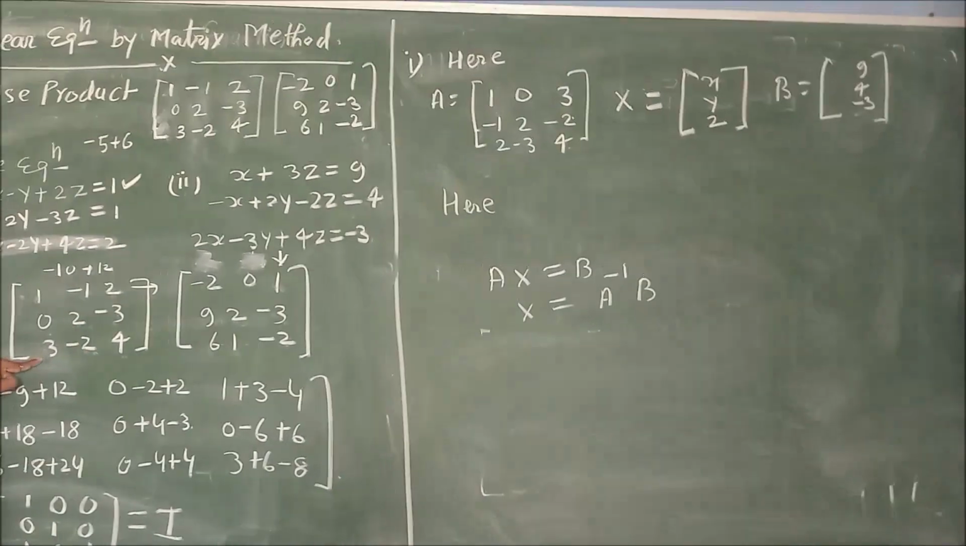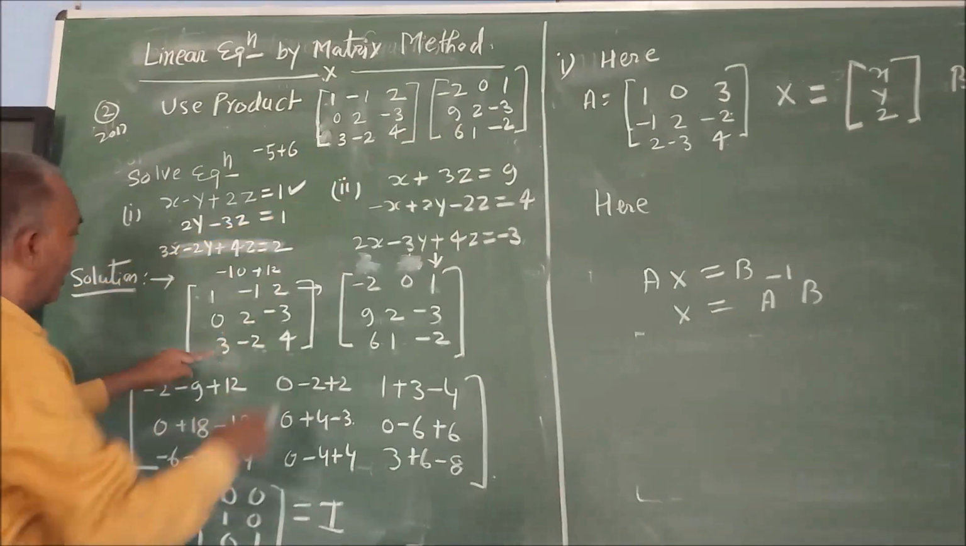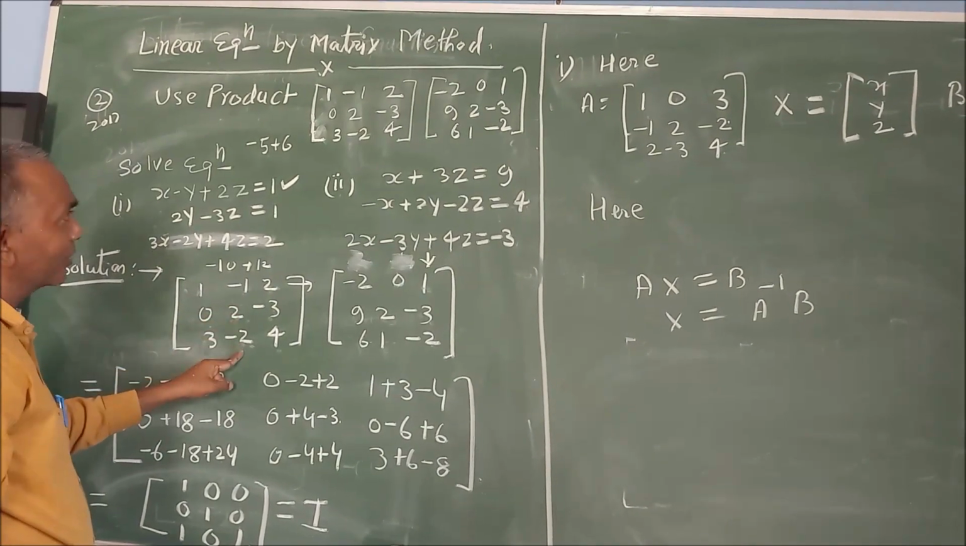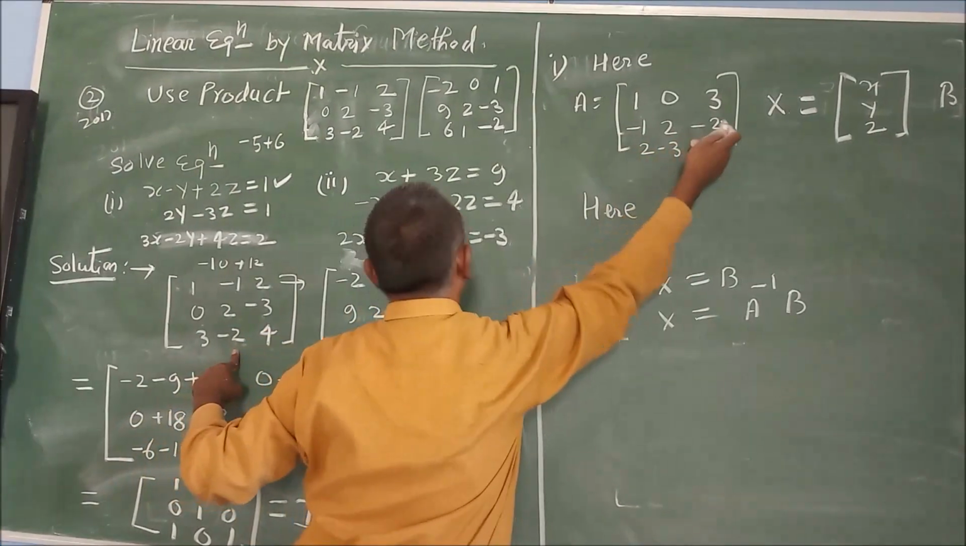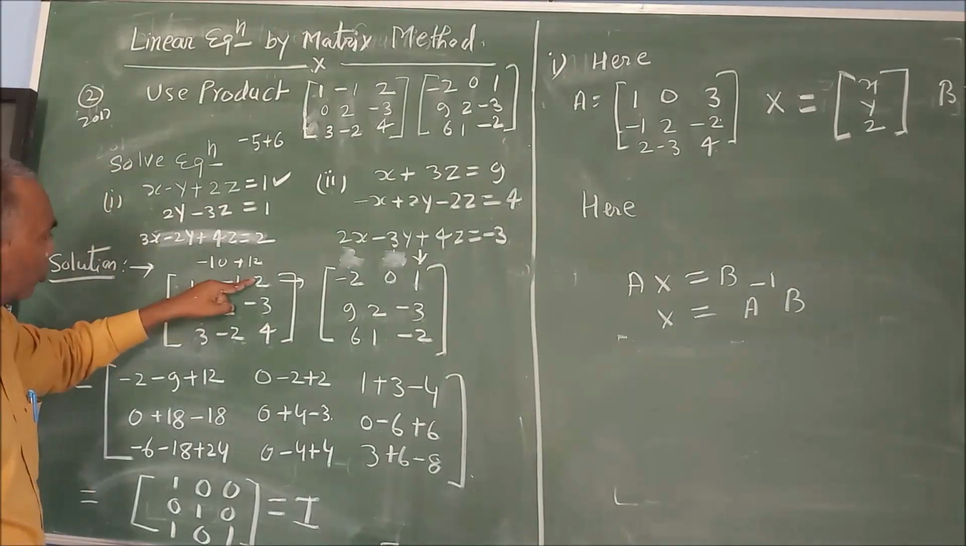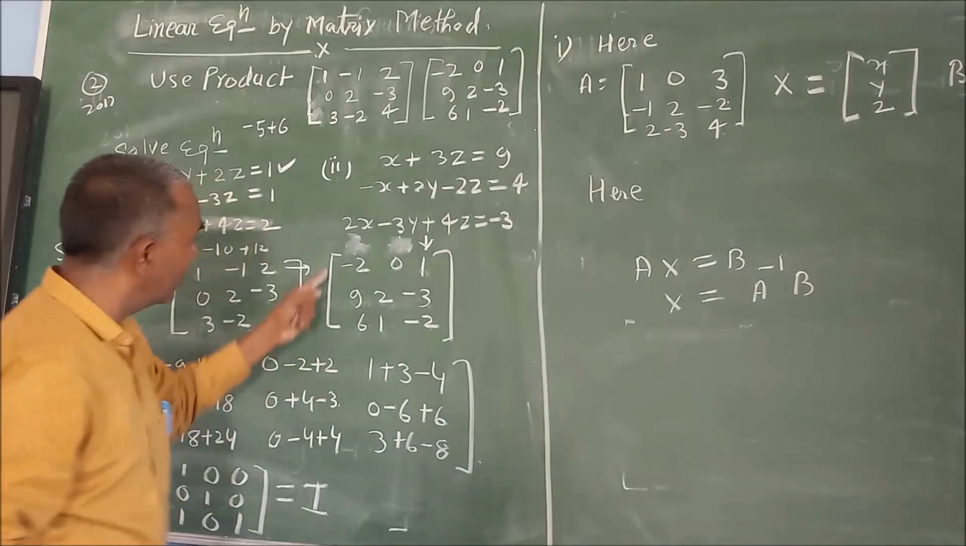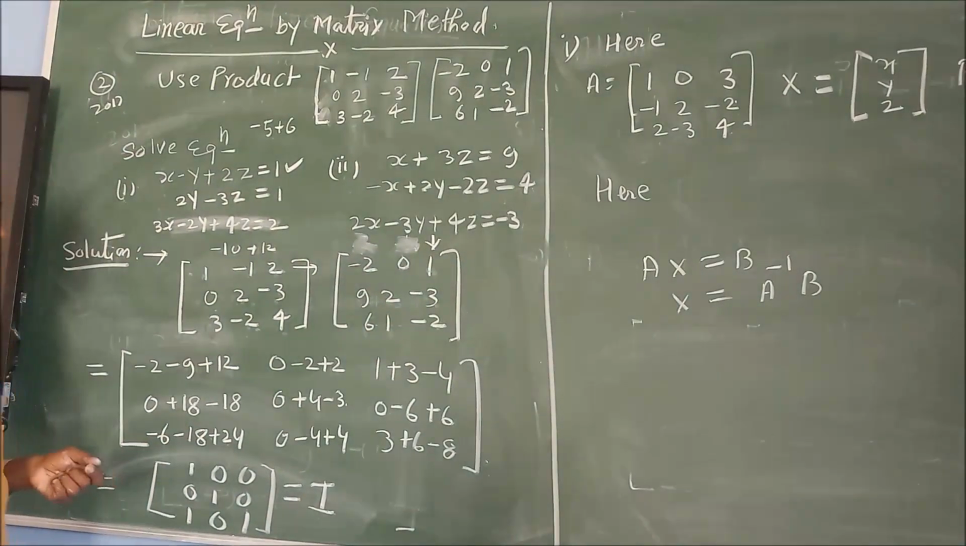1, 0, 3. Here, वहाँ वो R1 में है. यहाँ कहाँ क्या है? C1 में है. Minus 1, 2, minus 2. और यहाँ 2, minus 3, 4. So, what will be the inverse of these terms?